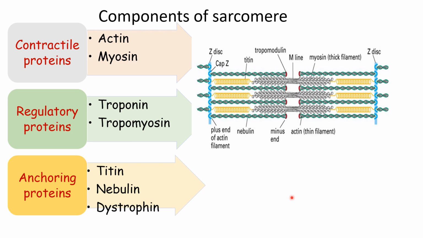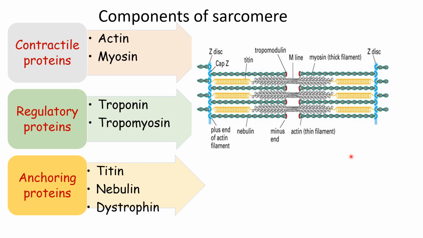Now the different components of a sarcomere, if we want to classify, we can classify them into contractile protein. Here you can see the actin and the myosin, actin the green one and myosin present in the center as the black one with their polar heads. Then regulatory protein, which are troponin and tropomyosin, which are again present on the thin filament.